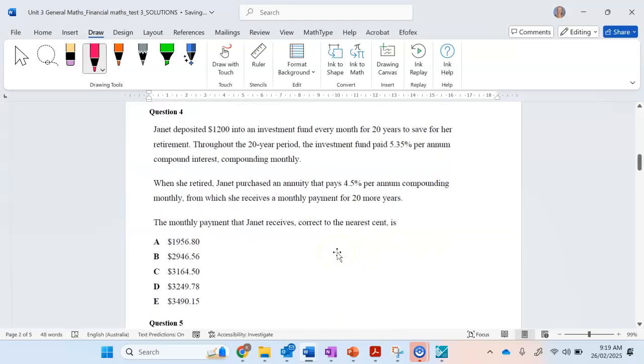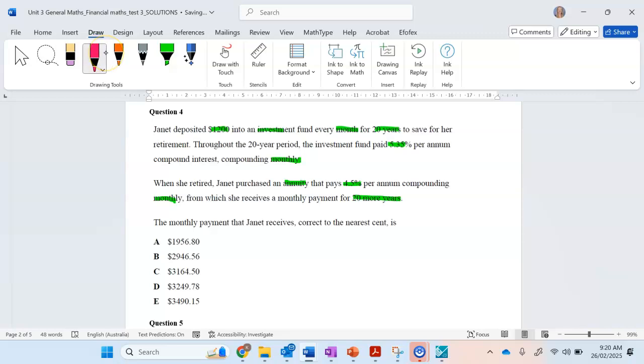Question 4. Janet deposited, I might highlight as we go, 1,200 in an investment every month for 20 years to save for her retirement. Throughout the 20-year period, the investment fund paid that percentage per annum, compounding monthly. When she retired, Janet purchased an annuity that pays 4.5% compounding monthly, from which she receives a monthly payment for 20 more years. The monthly payment that Janet receives, correct to the nearest cent, is.